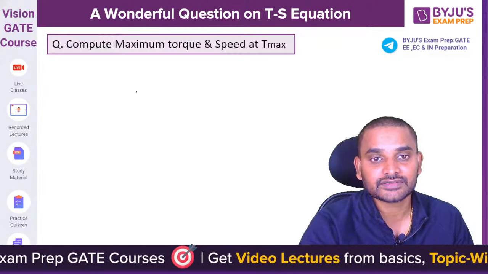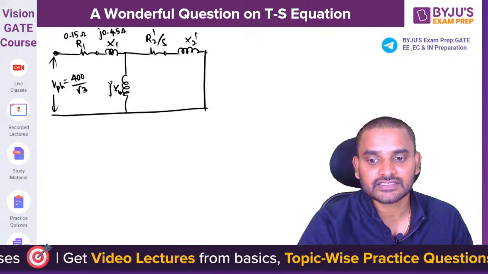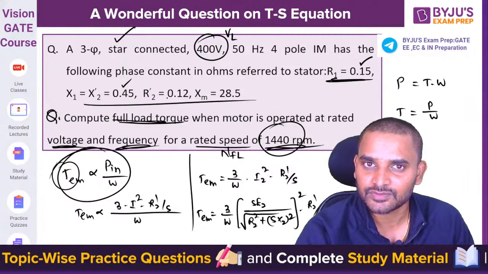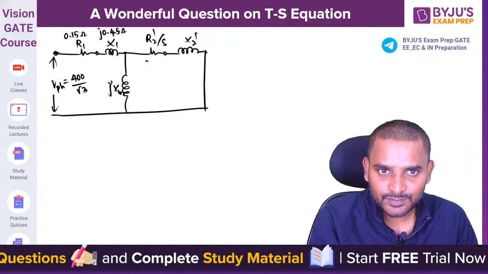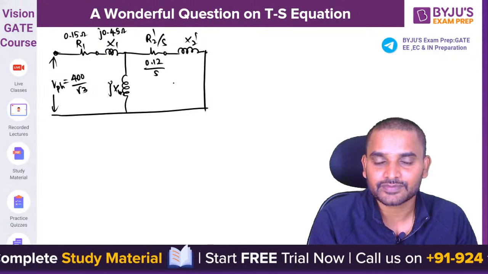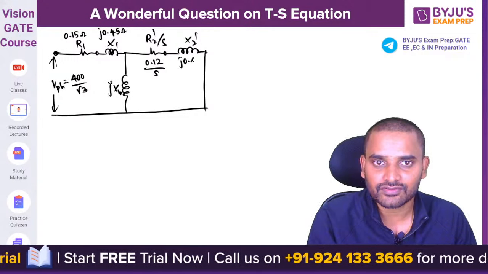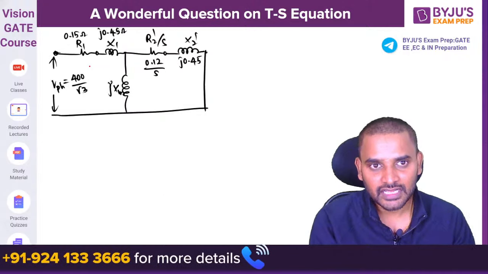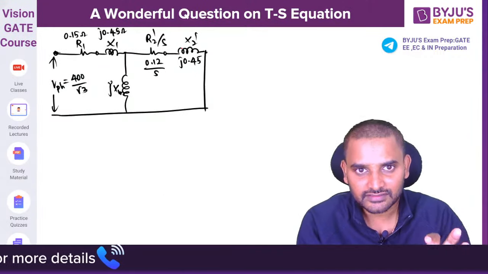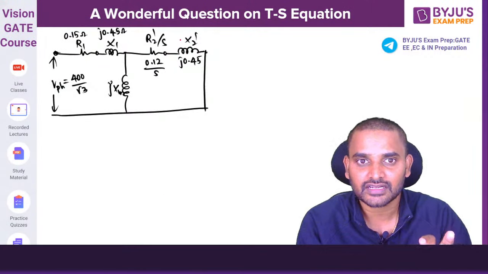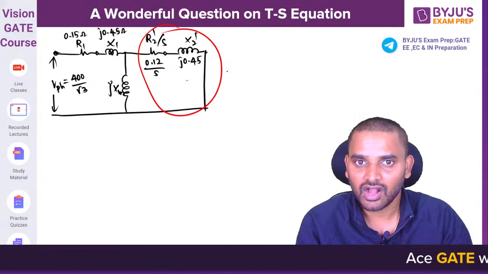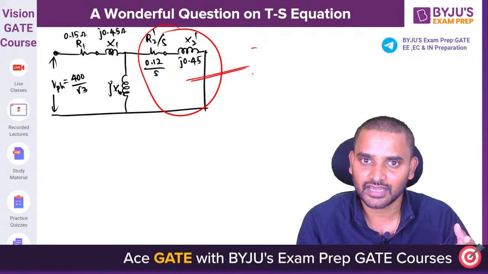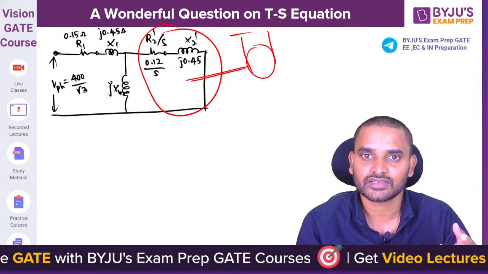What is R2 dash? He has given R2 dash as 0.12 and X2 dash 0.45. So this is 0.12 divided by slip and this is J 0.45. Now the point is here, this induction motor, this is a rotor equivalent. On the shaft I will be having a rotor and on the shaft we will be having the load.